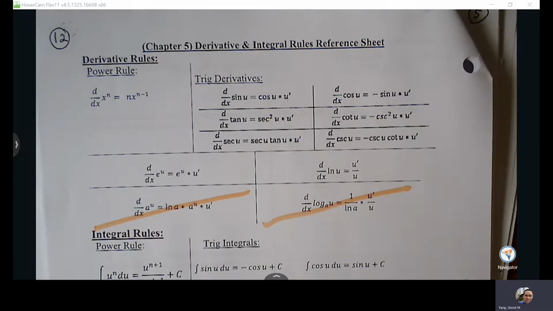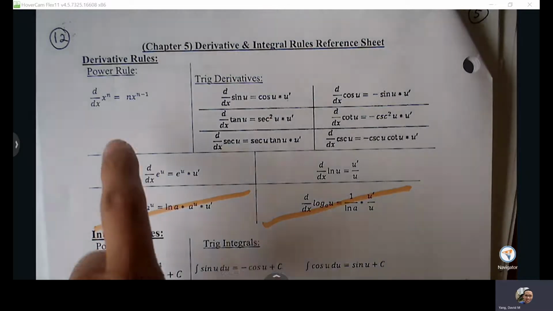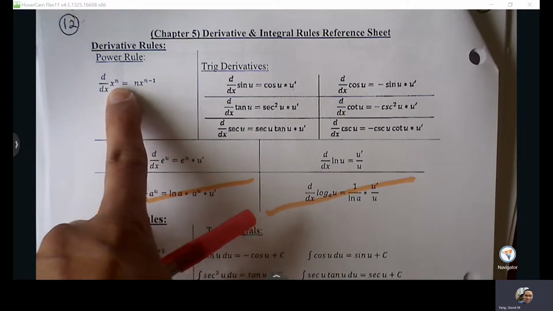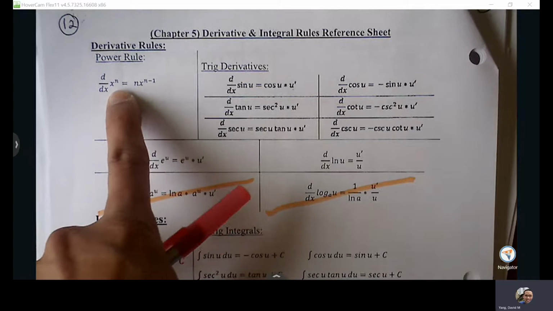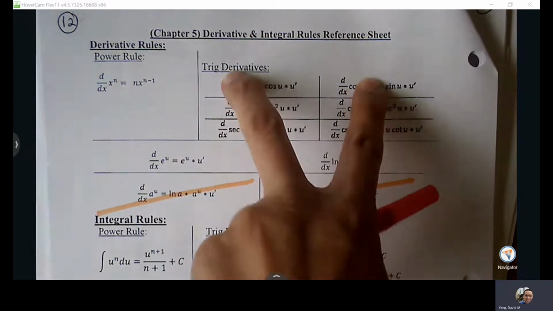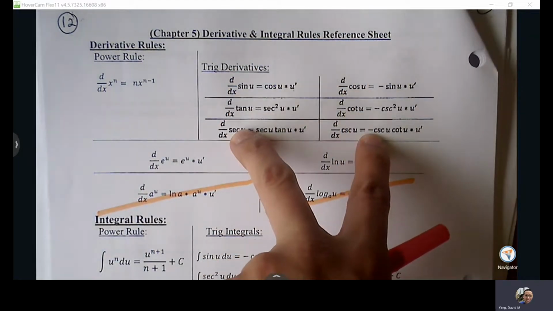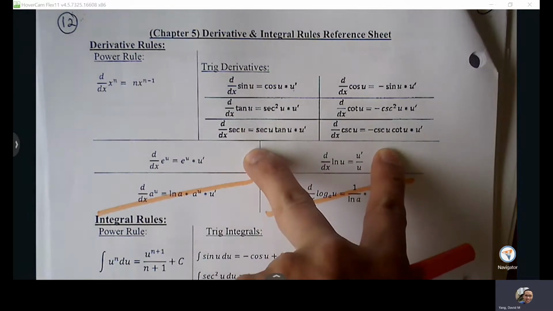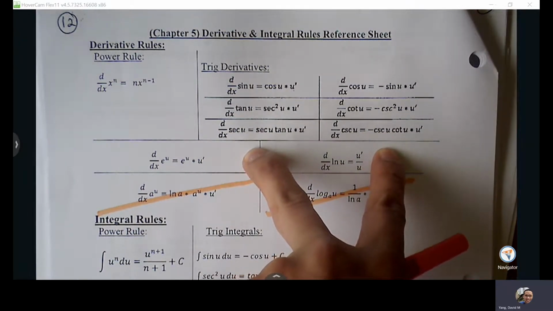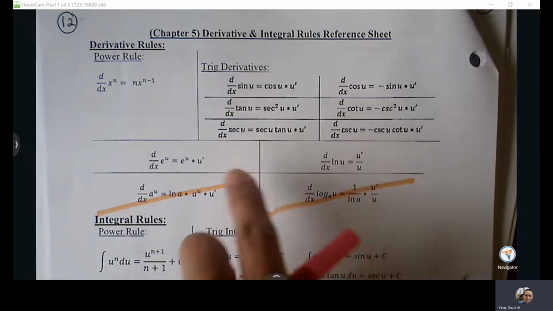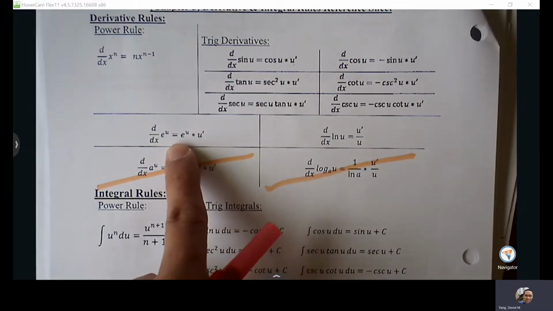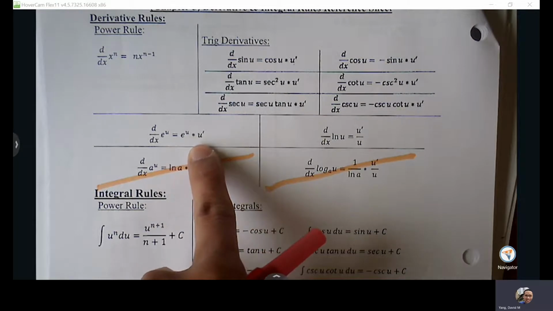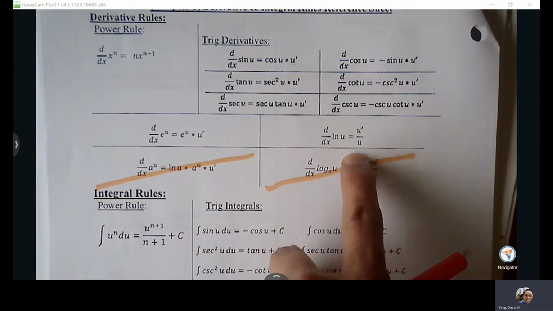Okay, so let me just go through the rules that you'll need to memorize. Power rule, we've been using that ever since the beginning of first semester, so make sure we know that. Trig derivatives, right? Keep them at the top of the page, because if you have these trig derivatives, then you also know your trig integrals, at least the original 6. E to the u, we know that derivative rule. It's just the function itself times the exponent's derivative. Natural log of u is u prime over u.